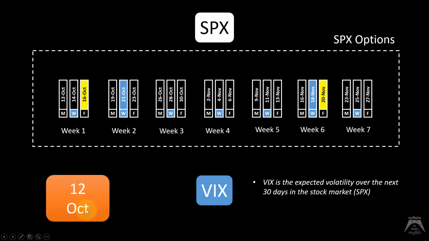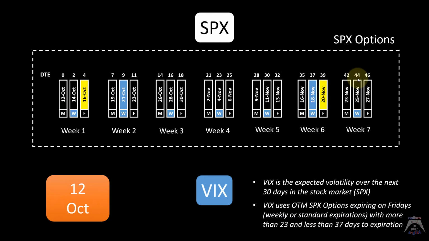So when we start on October 12th, we can get the days to expiration. So on the 12th is 0, 2, 4, 7, 9, 11, etc. So we have several. These are all the different SPX options and the number of days to expiration that you have for these particular expirations. VIX uses out-of-the-money SPX options expiring on Fridays, weekly or standard expirations, with more than 23 and less than 37 days to expiration. So this is important.